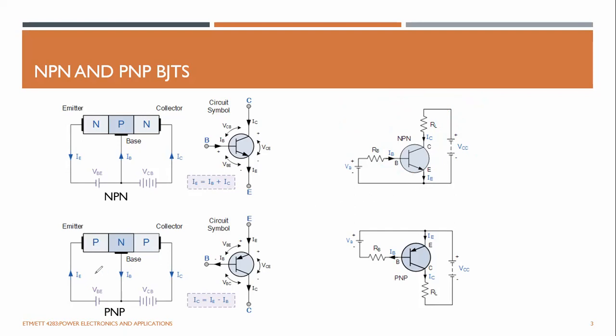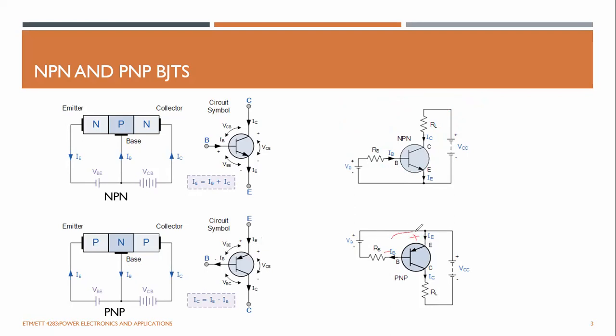And here the PNP type is the opposite. You have to provide negative supply to the base and positive supply to the emitter. And here an external circuit is used. Plus goes here, minus goes here. So always remember this arrow will show you the direction of current, right?